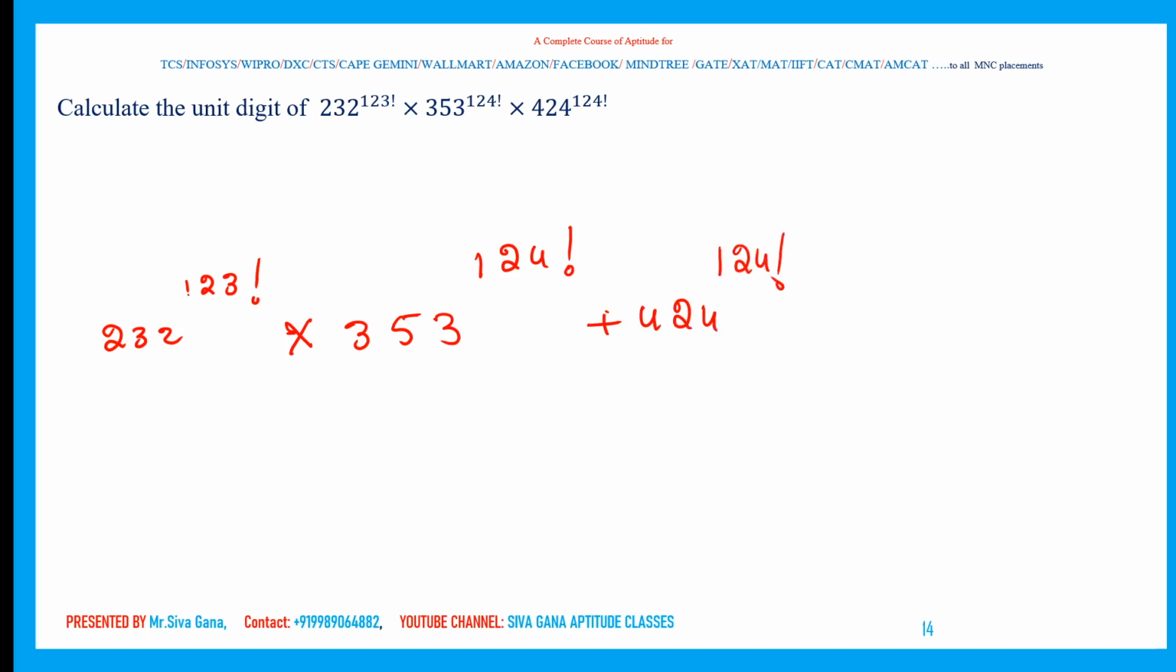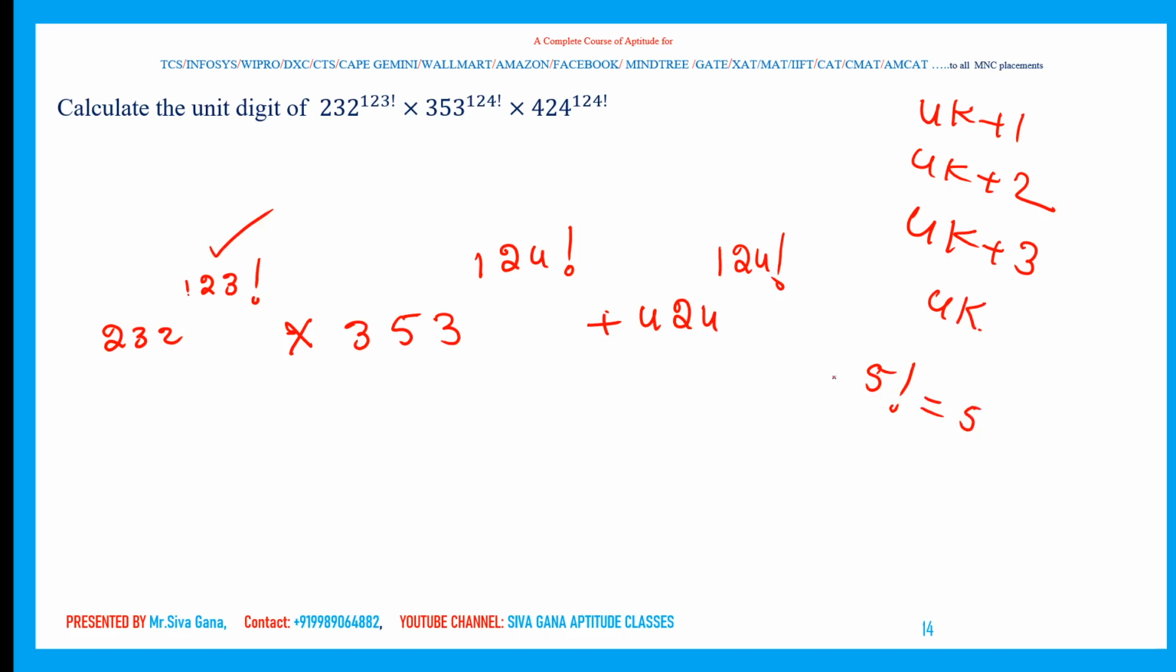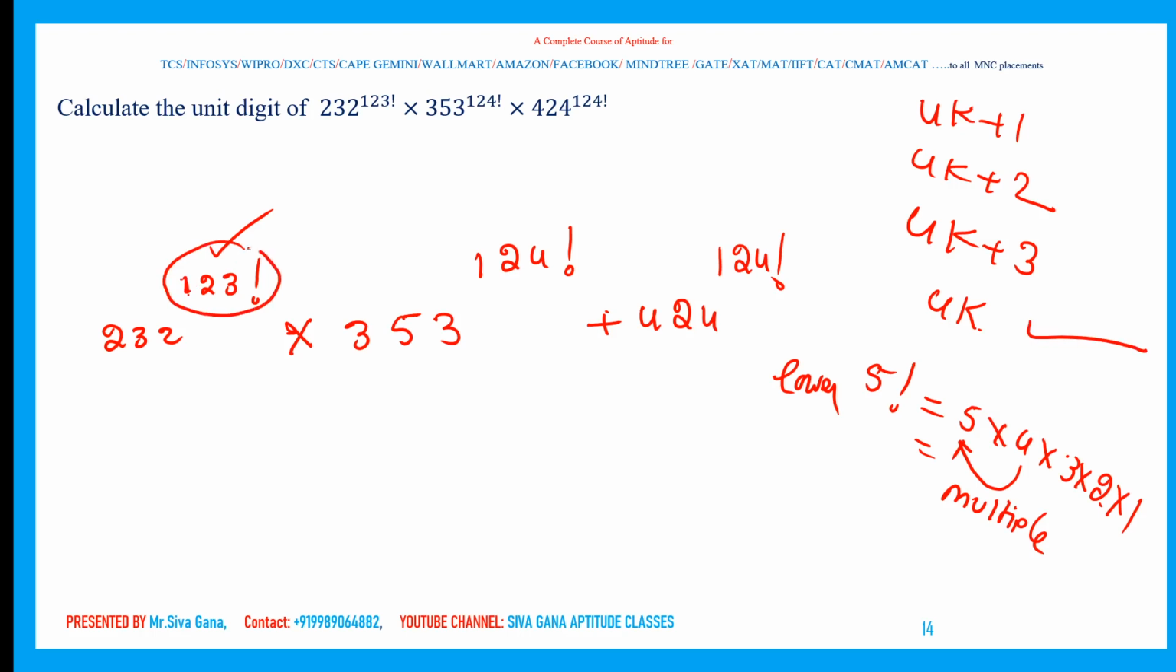What we are checking is whether the power is in 4k plus 1 form, 4k plus 2 form, 4k plus 3 form, or 4k form. Let us see. Here 123 factorial, for example 5 factorial. If the power is 5 factorial, it is nothing but 5 into 4 into 3 into 2 into 1, which is a multiple of 4, in the sense 4k form. 123 factorial is also a multiple of 4. So this is 4k form.